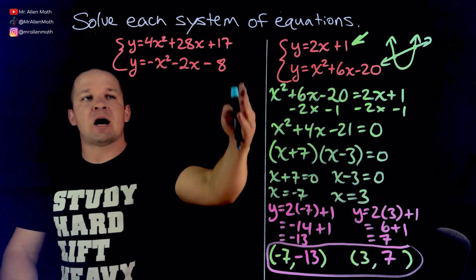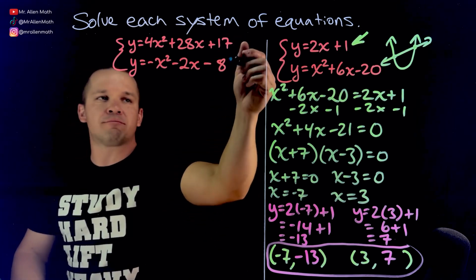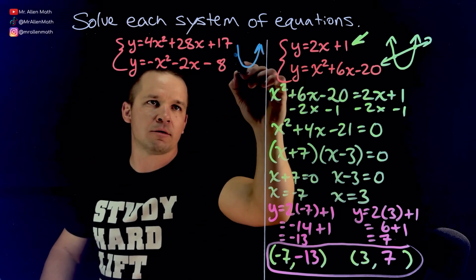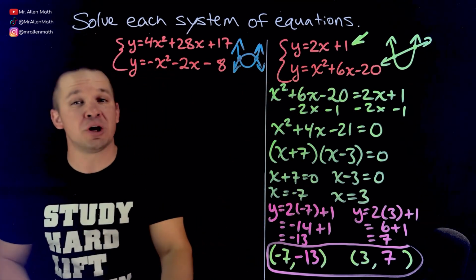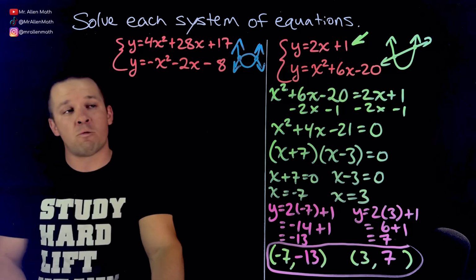All right, this one. I have two quadratics, one positive, one negative. So it could probably look something like that, right? Still, two solutions possible. Or no solutions, or one solution.